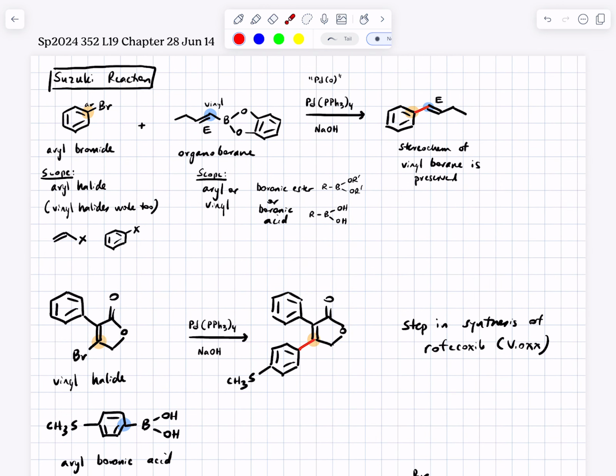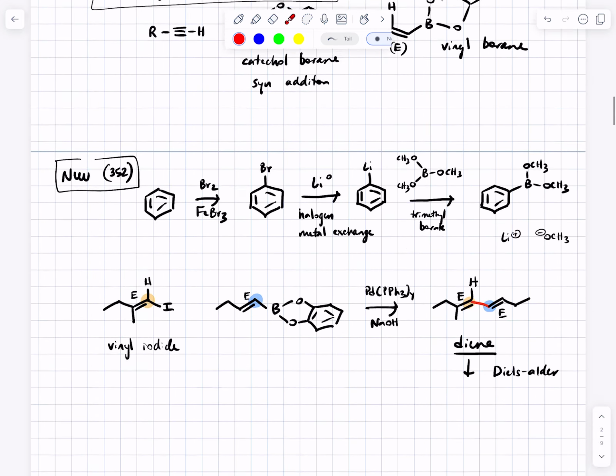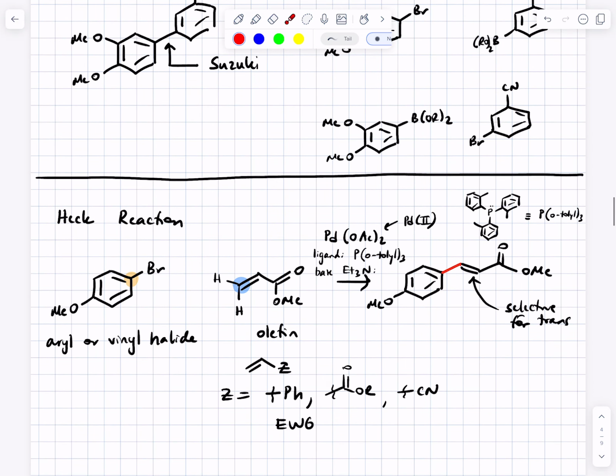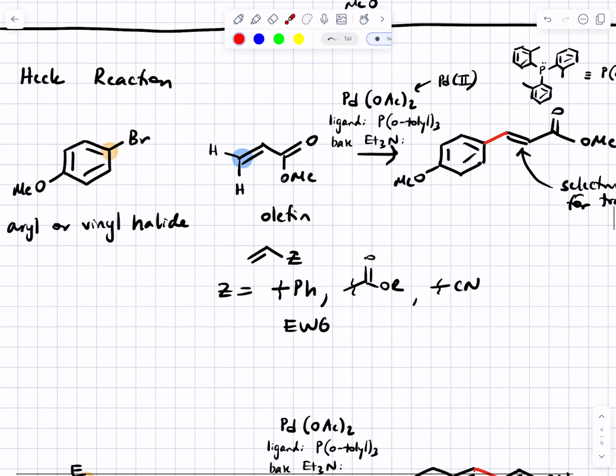This has to be a halide and this has to be a boronic acid or a boronic ester. If you go to the Heck reaction, the substrate scope is similar, but a little bit different. On the one hand, you have an aryl or vinyl halide, so same substrate scope with one partner, but over here, there's no boronic ester.